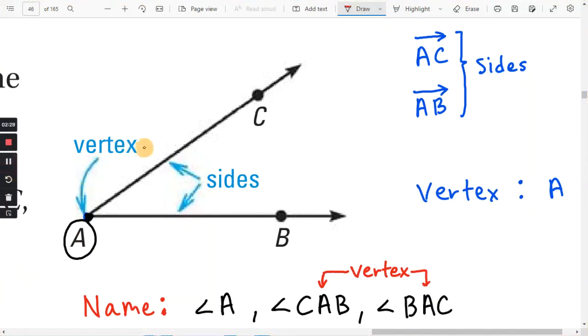And we'll talk about this again later, but if there were another ray that used the same vertex, for instance, if there were another ray like so, you cannot just use one letter, okay? Because we would not know if you meant this angle here, or that angle here, or that angle here. So you can only use the one letter if there is only one angle at that vertex. If there's another angle at that vertex, you cannot use one letter. We'll talk about that later.